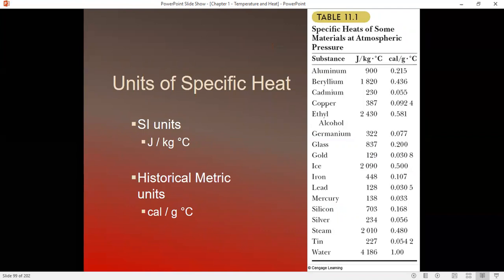SI units for specific heat: joules per kilogram degrees Celsius. Metric units, we can use calories per gram degrees Celsius. So you don't have to use ergs.